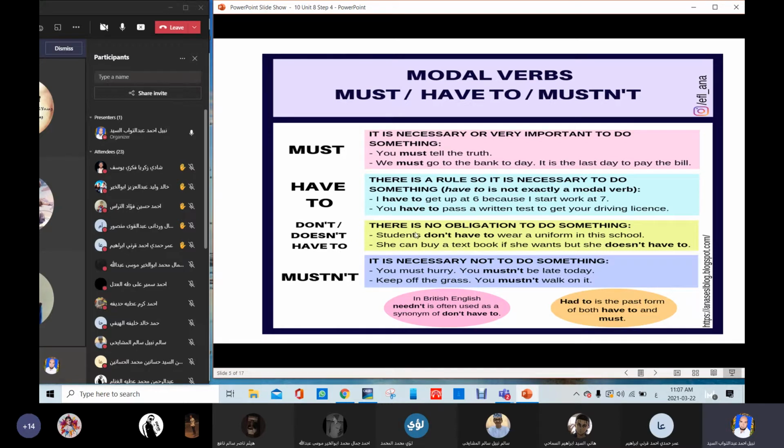Don't have to or doesn't have to is used when there is no obligation to do something. It's not necessary. Students don't have to wear a uniform in this school. So it's not a rule. You don't have to pay for water in this restaurant. It's free. You don't have to go to school on Friday. It's a weekend. She can buy a textbook if she wants to, but she doesn't have to. It's not necessary. Okay.